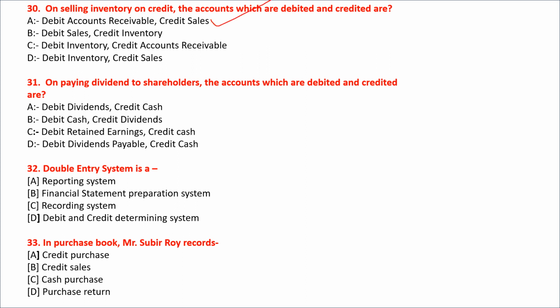Okay, अगला question है on paying dividend to shareholders, the accounts which are debited and credited are option है debit dividends, credit cash, credit dividends, debit retained earnings, credit cash and debit dividends payable and credit cash. So इसका सही आंसर होगा ऑप्शन सी debit retained earnings, credit cash.